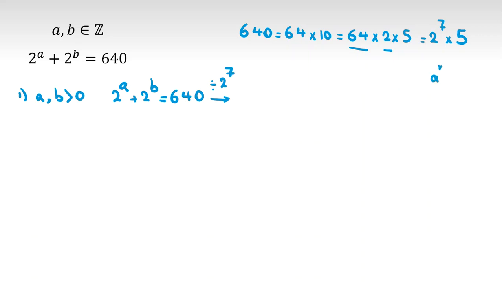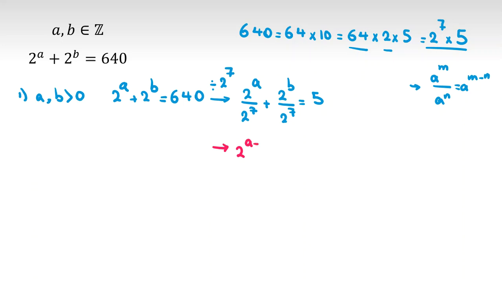By the power rule, I know that a to the m over a to the n equals a to the m minus n. If you divide by 2 to the 7, it will be 2 to the a over 2 to the 7 plus 2 to the b over 2 to the 7 equals 640 over 2 to the 7, which is 5. Now, by applying this rule, the first term will be 2 to the a minus 7, the second term 2 to the b minus 7, equals 5.